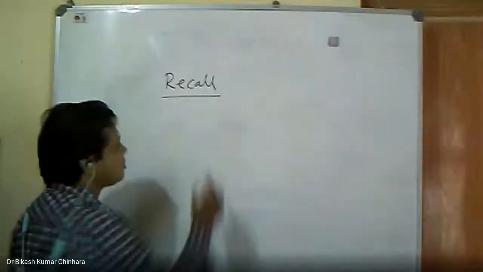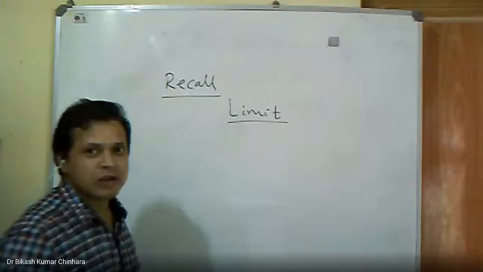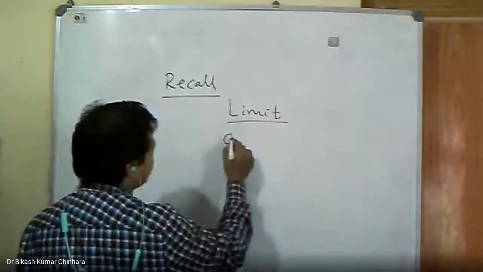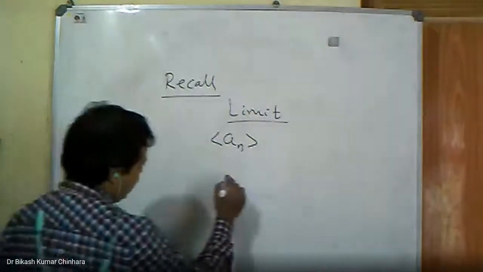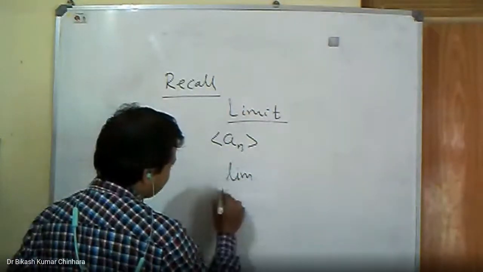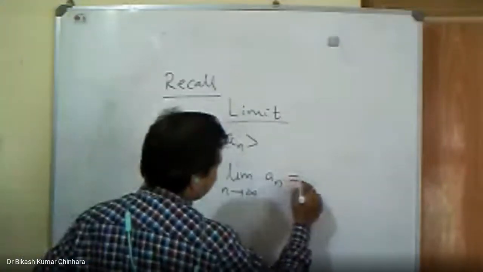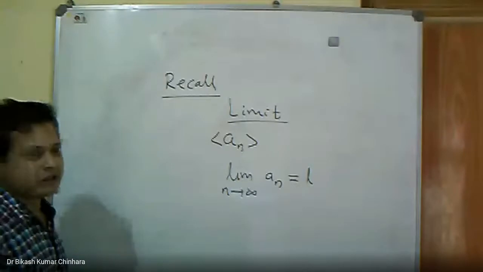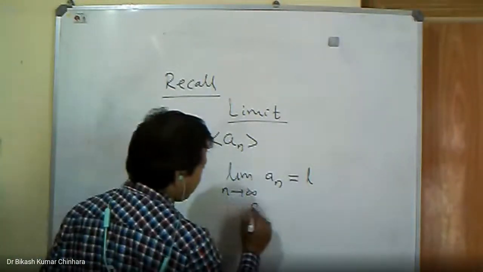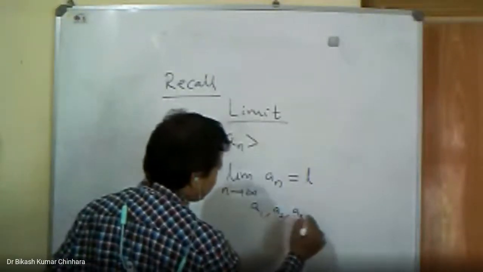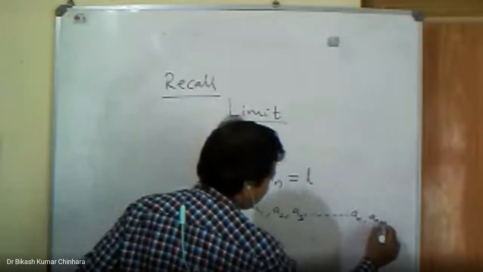So we have introduced the concept of limit. How have we introduced it? We started from a sequence, and we are writing like this: limit as n tends to infinity of a_n is equal to L. What do you mean by this? That means when I'm writing a1, a2, a3, like this, a_n, a_(n+1), and so on.